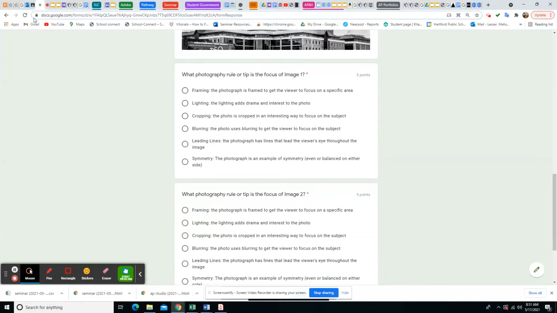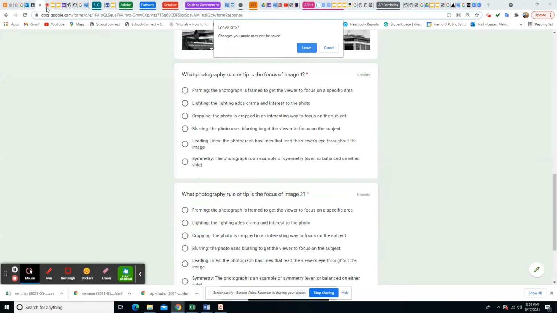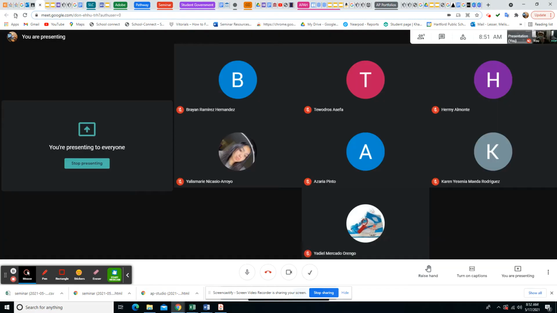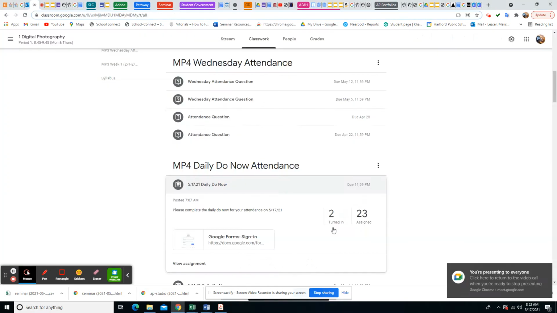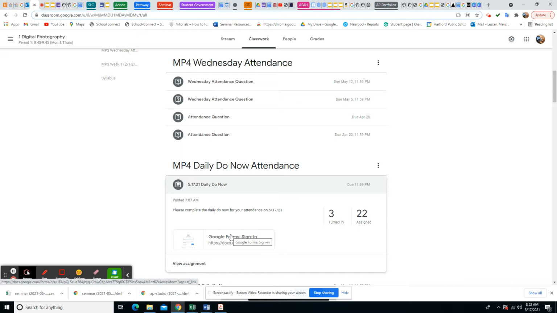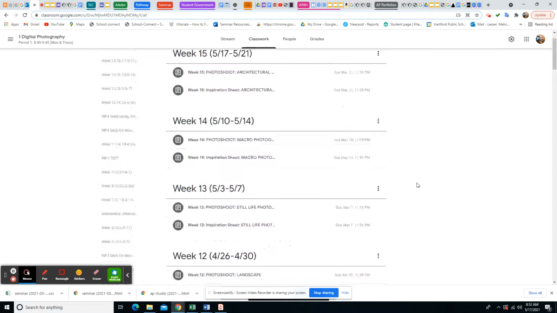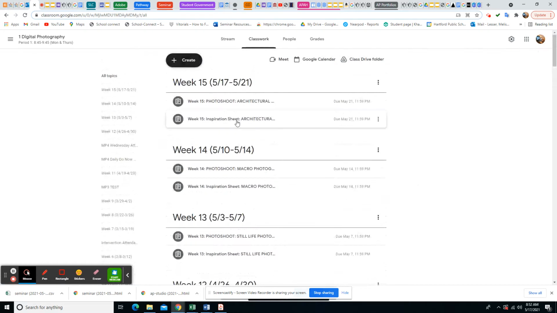And when you're done clicking on those, remember to come back to Google Classroom and hit the turn in button here, okay? Because just because you complete the do now, it doesn't show up as turned in until you hit that turn in button, okay? So get your 2 questions answered and then hit the turn in button. I'll give everybody a minute to do that, and then we'll get started talking about our topic for this week.